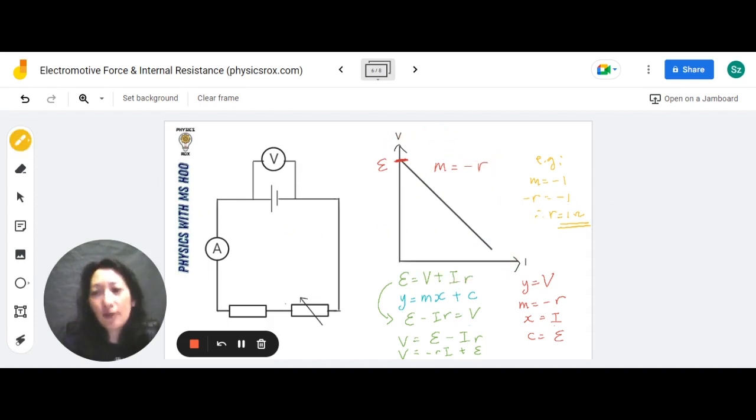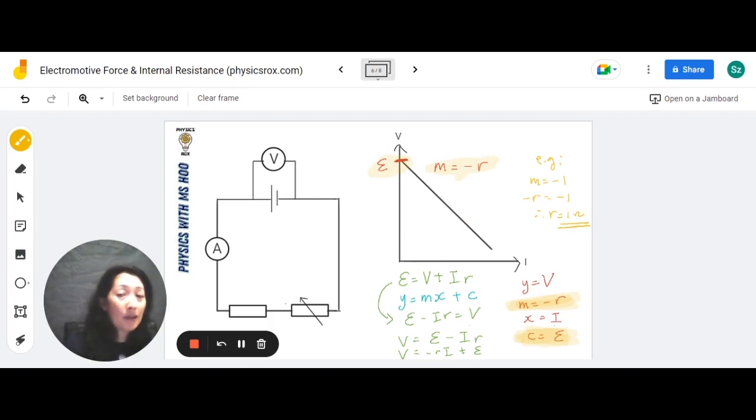So generally, you must know this, all right, that the gradient is negative R, the negative value of the internal resistance, while the y-intercept is the EMF. I'm trying to highlight these comparisons here in case you can't see. So these are the important things, all right? This is what you must know. Basically, you must know this and you must know this.